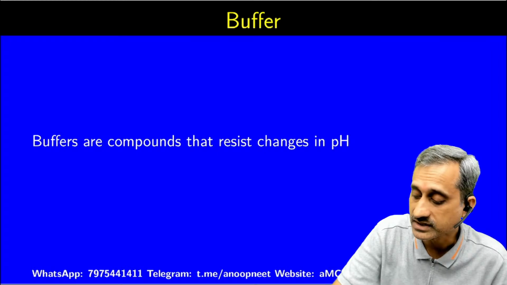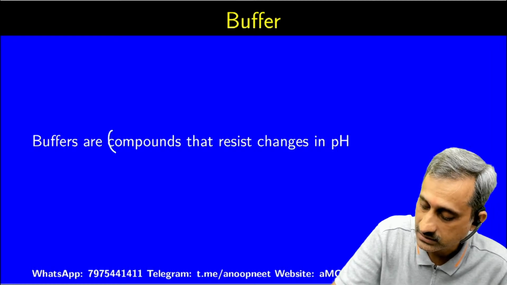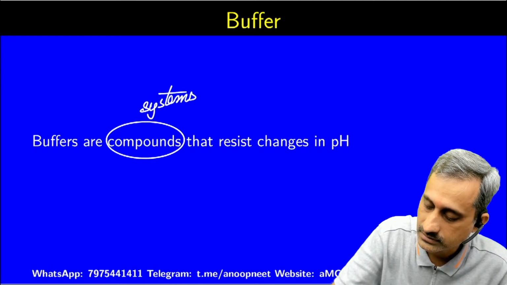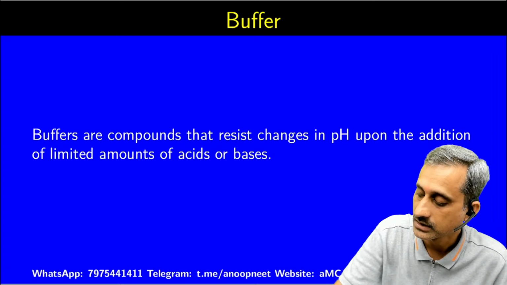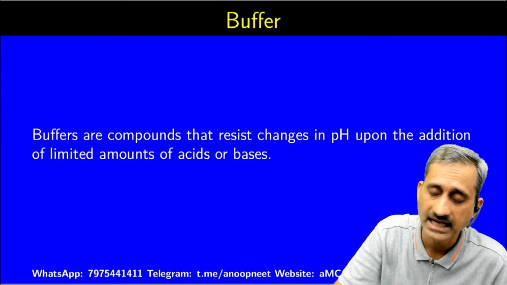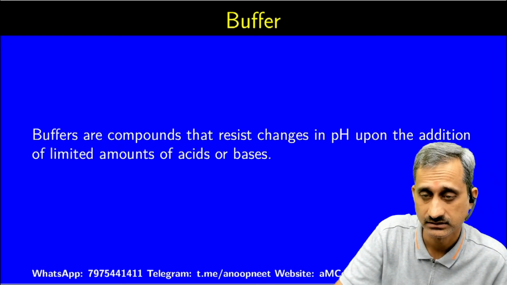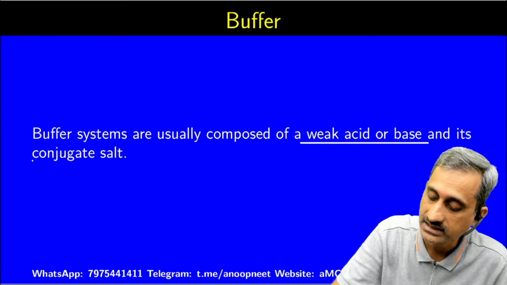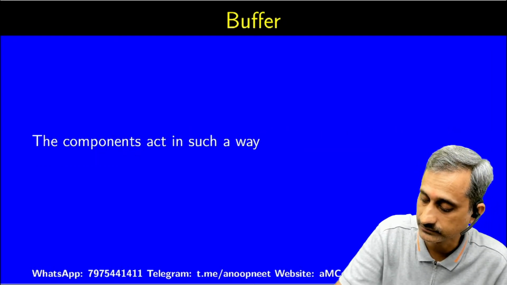Okay, this is going to resist the change in pH. So buffers are compounds नहीं बोलना चाहिए, systems that resist changes in pH upon the addition of a limited amount of acids or bases. If you add a huge amount of acid and base, then in that case buffer won't be able to resist it. Its pH change हो जाएगा. And there comes the word called buffer capacity. Okay, buffer systems are usually composed of a weak acid or a base and its conjugate salt. Clear? So that's what we have as buffers.